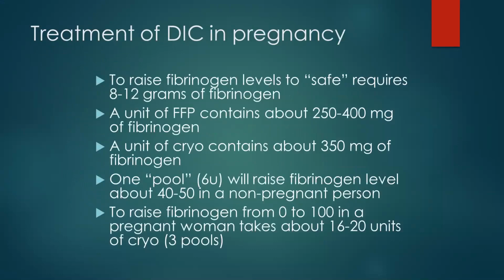So the treatment of DIC, I'm not going to go into this slide in detail, but I just left it in there in case you guys wanted a copy. But keep in mind that a unit of FFP contains only about 250 to 400 milligrams of fibrinogen, and a unit of cryo is about 350 milligrams. So to raise your fibrinogen from 0 to 100 in a pregnant patient takes about 16 to 20 units of cryo or FFP.